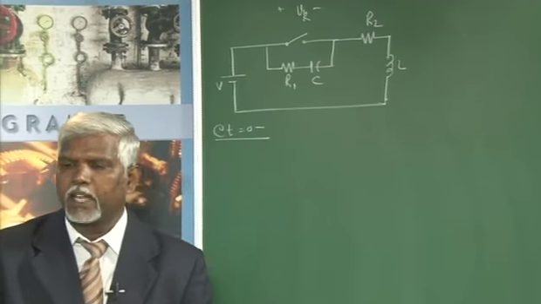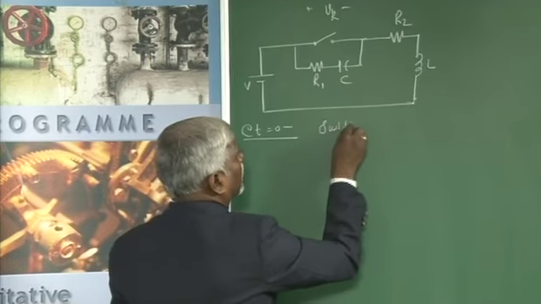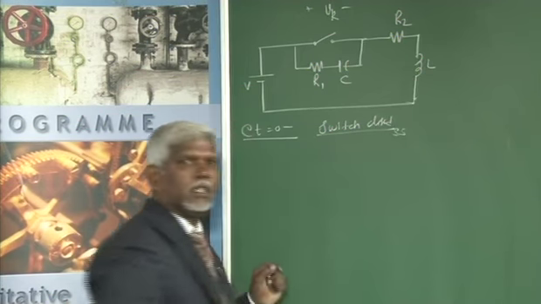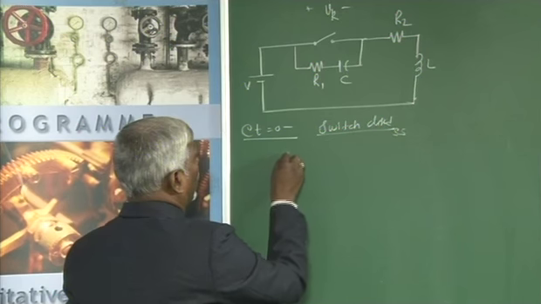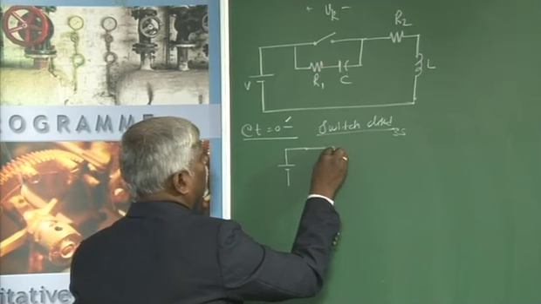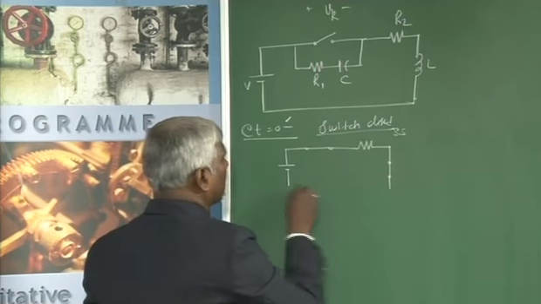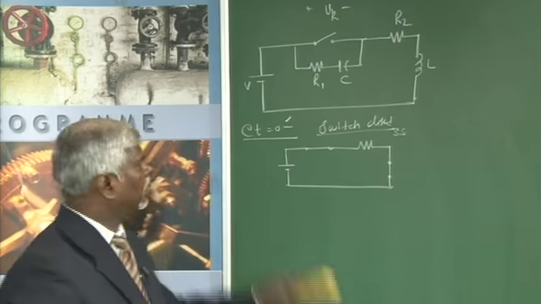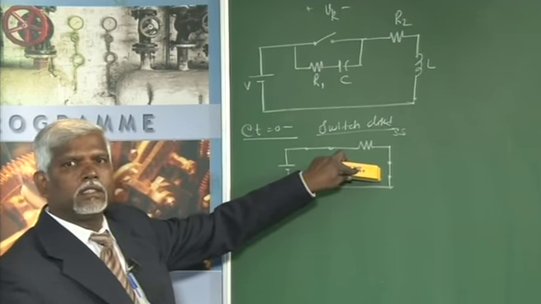In the network shown, switch K is opened at t equal to 0, which means at t equal to 0 minus, the switch is closed and steady state has been reached. Long back the switch has been closed. So if I look at the network at t equal to 0 minus, the switch is closed, our inductor acts as a short circuit. It is not so at t equal to 0 plus. This is the case of an inductor which has already reached steady state, transients are over, and now your inductor is acting as a short circuit.